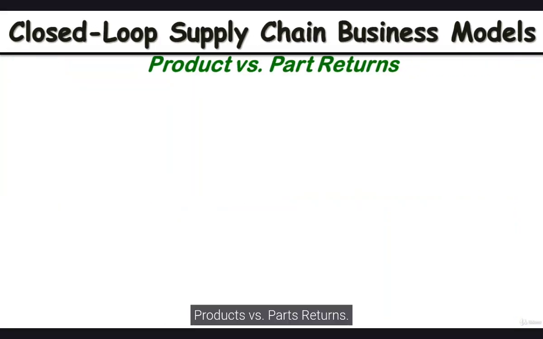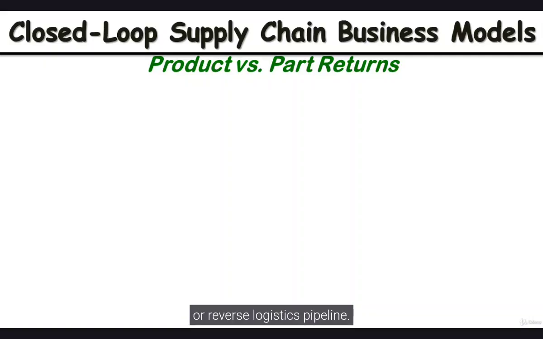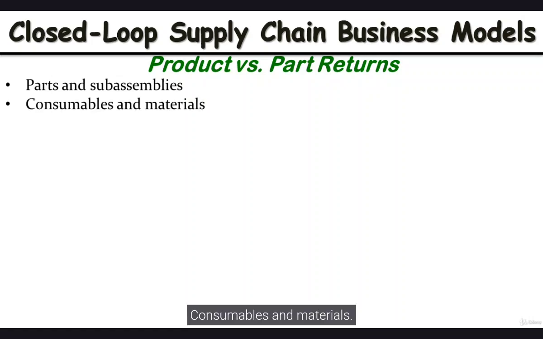Products versus parts returns. The process descriptions we just outlined also can vary as a function of the type of material in the closed loop or reverse logistics pipeline. The difference in flow can be observed more clearly in several terms. Parts and subassemblies. The return of parts and subassemblies generated by field level pull and replace or module repair by technicians lead very well to closed-loop supply chain management and control. This process is usually found in high-tech markets in which the parts and subassemblies are continuously reused after repair and processing in the field.